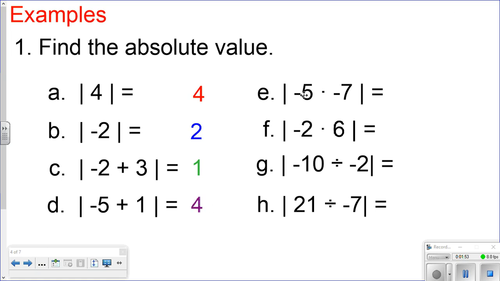If we take the absolute value of -5 times -7, well, -5 times -7 is +35. The absolute value of +35 is 35. -2 times +6, that's -12. The absolute value of -12 is +12. -10 divided by -2 is +5. The absolute value of +5 is 5. And +21 divided by -7 would be -3, and the absolute value of -3 is +3.